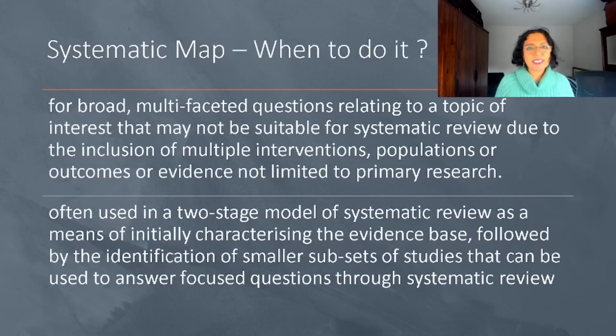When to do a systematic map? For broad questions, for multifaceted questions relating to a topic of interest that may not be suitable for systematic review due to the inclusion of multiple interventions, multiple populations, or multiple outcomes, or evidence not limited to primary research. It is often used in a two-stage model of systematic review as a means of initially characterizing the evidence base, followed by the identification of smaller subsets of studies that can be used to answer more focused questions through systematic review.